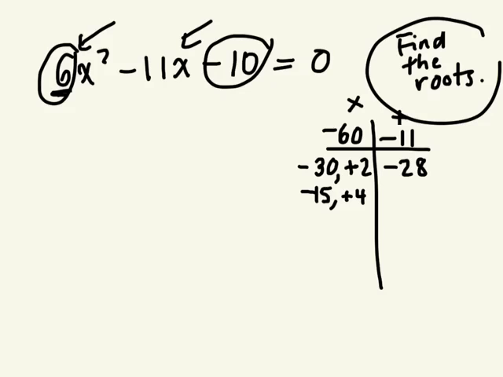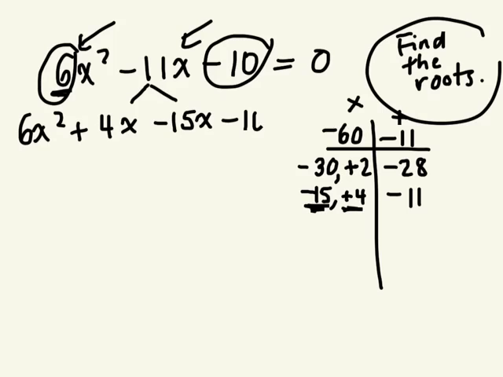So factor this. 15 times positive 4 is negative 60, adds up to negative 11. We need to group the 15 and the 4 with both of these terms, right? The first term and the last term. We're splitting up the negative 11. So we have 6x squared. Are we going to put negative 15 with the 6 or 4 with the 6? Which one has a common factor? Good. So plus 4x, then negative 15x minus 10 equals 0.